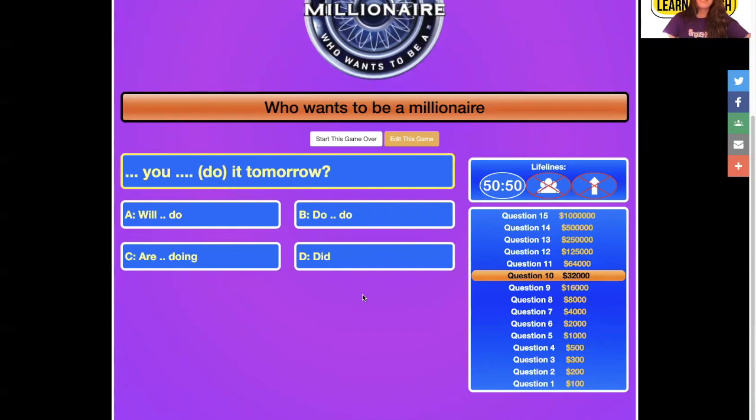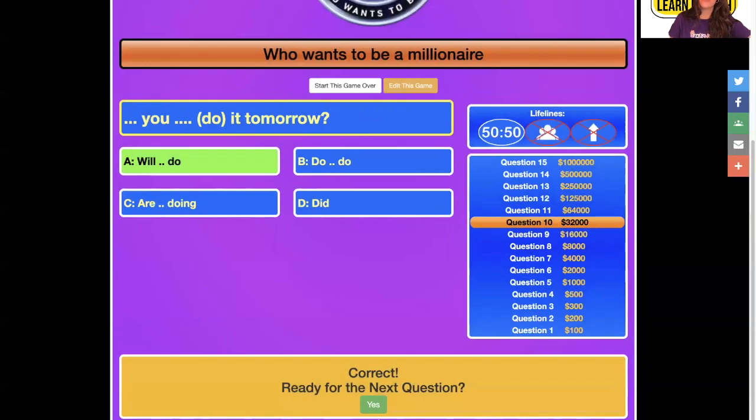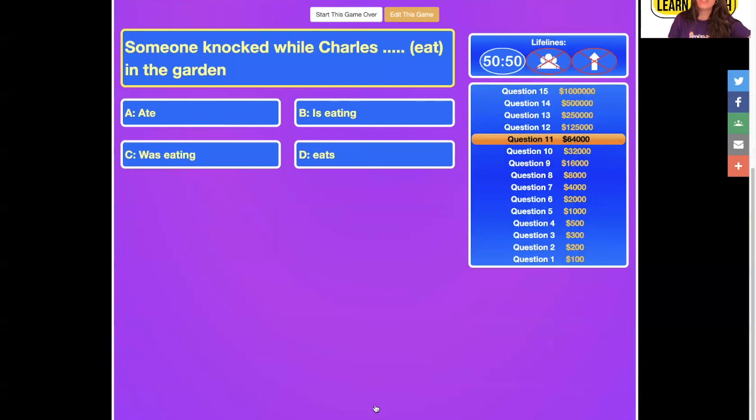It's tomorrow. Letter A, will do. Letter B, do. Letter C, are doing. Letter D, did. Okay, so this is a question, interrogative form. What do you think? The sentence talks about tomorrow. From tomorrow, past or future? So, the correct answer is letter A. Will you do it tomorrow? We are talking about future. Okay.